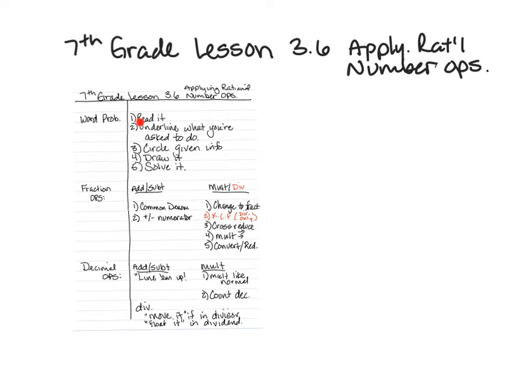Remember our word problem steps. Read it first, underline what you're asked to do, circle the information they gave you, draw it to help your brain figure out what's going on, ponder a little bit because some of this will take more than one step, and then solve, slowly but surely solve it. What pieces of information do we need, etc. So let's go ahead and dig into this and look at what puzzles they're going to throw our way.